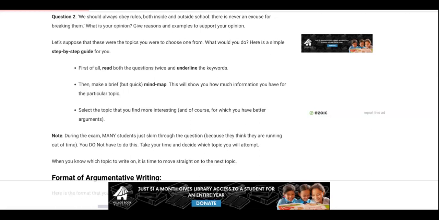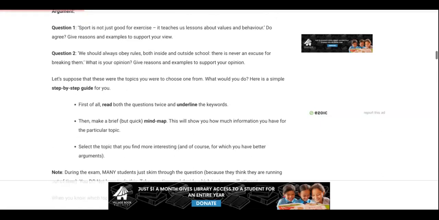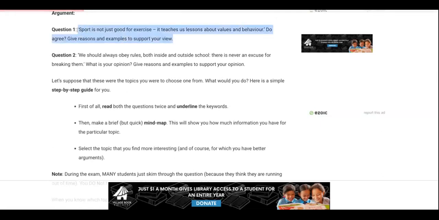Then you select the topic that you find more interesting, which basically means that the one you have better arguments for. So if I were the person, I would definitely go with question number one, because I have my pointers really, really clear in my head right now. I made my mind map and I was like, okay, you know what? This is something I can actually write and seems interesting to me.